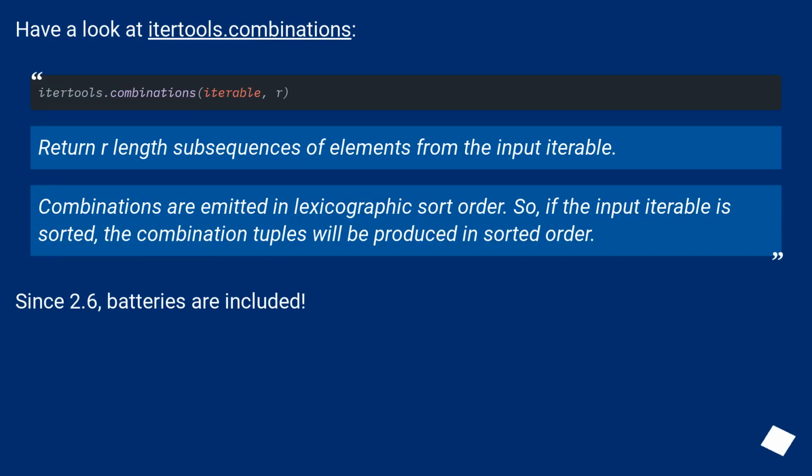Have a look at itertools.combinations. Return r length subsequences of elements from the input iterable. Combinations are emitted in lexicographic sort order. So, if the input iterable is sorted, the combination tuples will be produced in sorted order. Since 2.6, batteries are included.